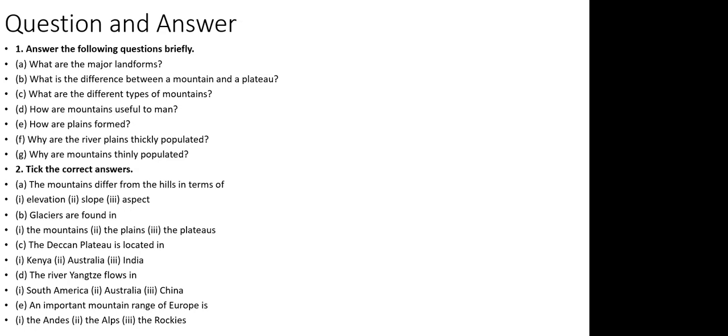What are the different types of mountain? There may be 3 types of mountain: fold mountain, block mountain, and volcanic mountain. Yes, 3 types of mountain. Himalayan mountain is what type of mountain? Fold mountain, new fold mountain. It's one of the youngest fold mountains. What is the oldest fold mountain? Aravalli.